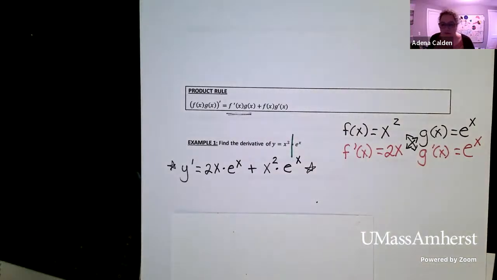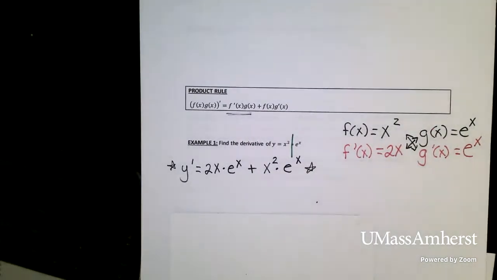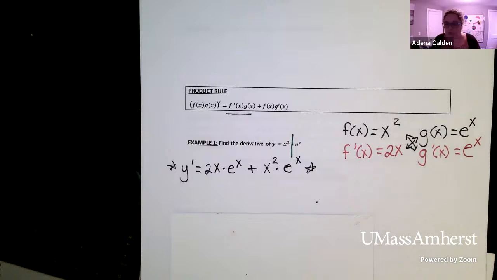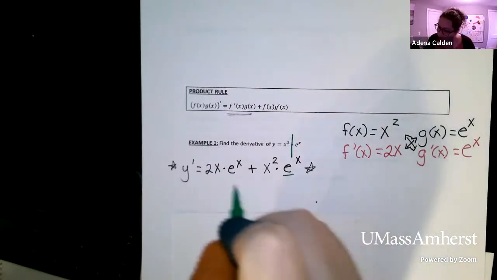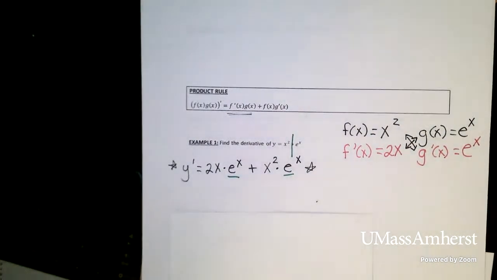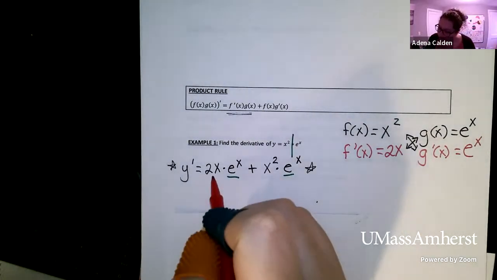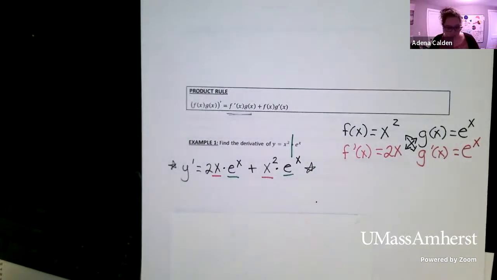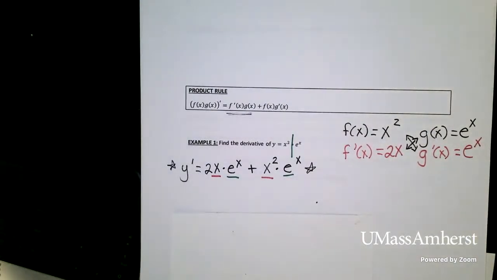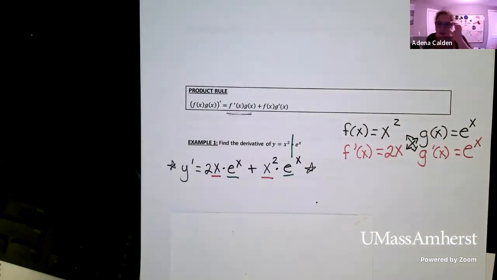If I wanted to factor this, I'm looking for what's common in both my terms. So notice that both the terms have an e to the x, so that's something in common. And then both of my terms have an algebra term. The first one has an x and the second one has an x squared. So I can pull out an e to the x and an x term here.